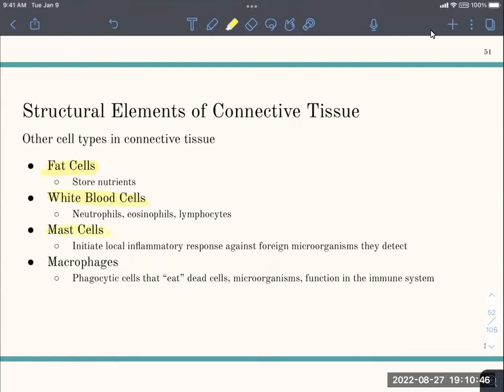We have mast cells. They're what initiate the inflammatory response. When there's foreign organisms in our system, they initiate that inflammatory response that sends our macrophages to phagocytize those organisms. They eat dead cells too. They kind of help to function with the immune system to keep us healthy. They prevent foreign substances getting in our body.